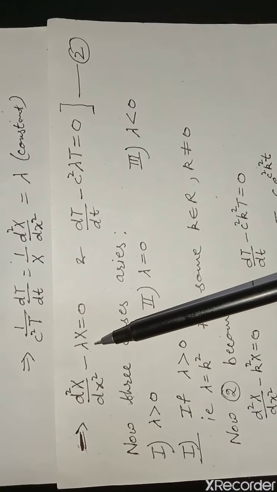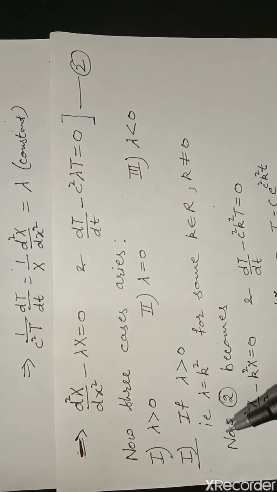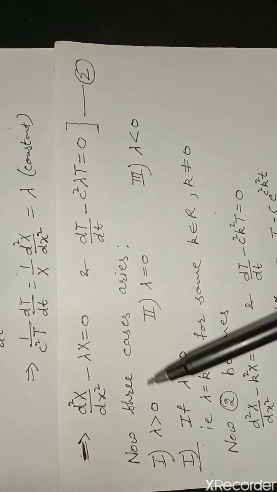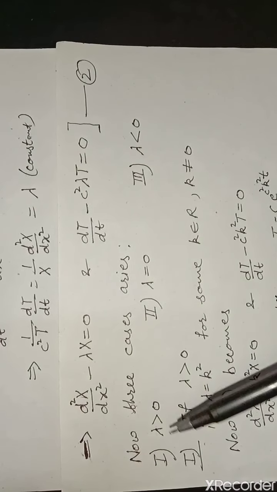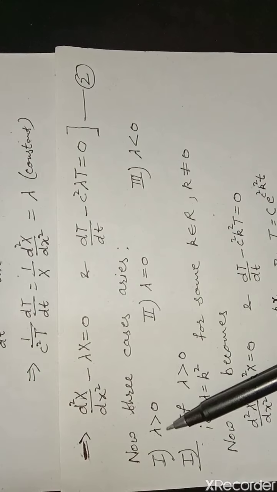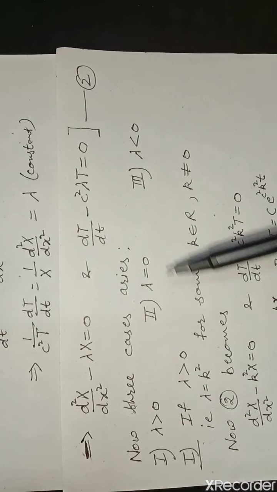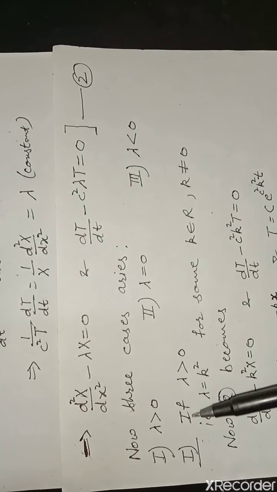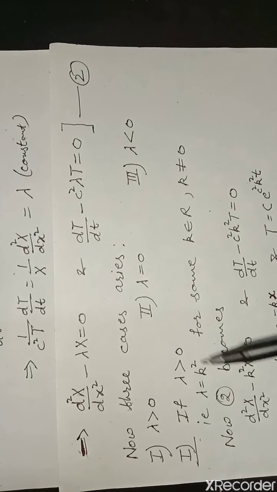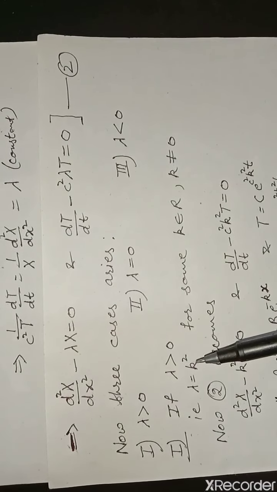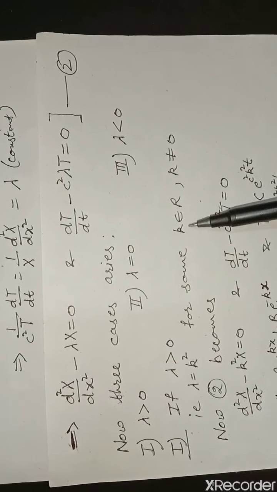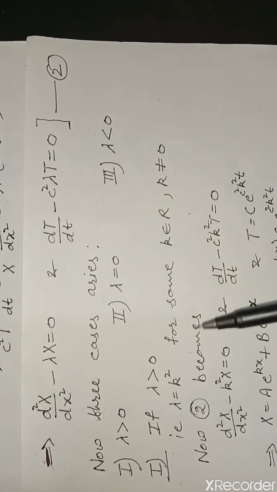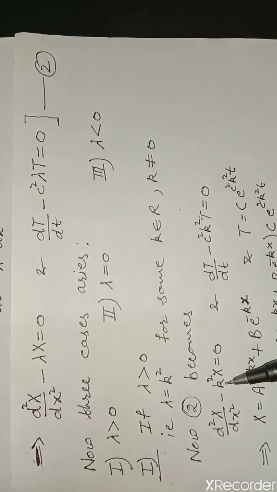Because lambda is a constant, as we have already discussed in the wave equation, in the same way there are three cases for the value of lambda. This constant lambda may be greater than 0, equal to 0, or less than 0; it may be positive, zero or negative. First we assume the constant lambda is greater than 0. Greater than 0 means lambda can be expressed as the square of some real number k, where k is not equal to 0. So in place of lambda we use k square.